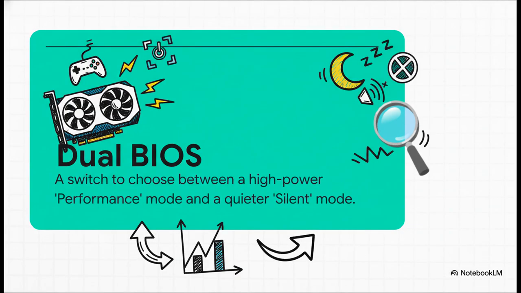And then there's this one, dual BIOS. This is brilliant because it's all about giving you options. It's a real physical switch on the card itself. You can flip it to performance mode when you're playing a super fast competitive game where every single frame counts. Or you can flip it over to silent mode. Perfect for when you're playing a beautiful, story-driven game and you just want to get lost in it without hearing any fan noise. Or hey, maybe you're just working late and need the quiet. It's all about putting you in control.